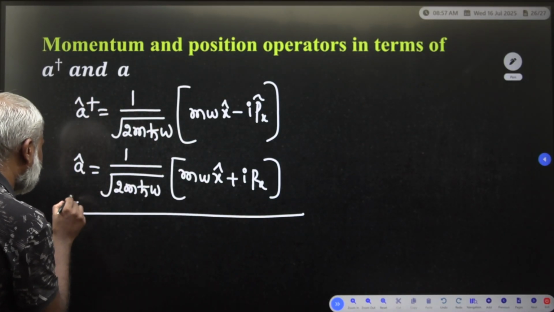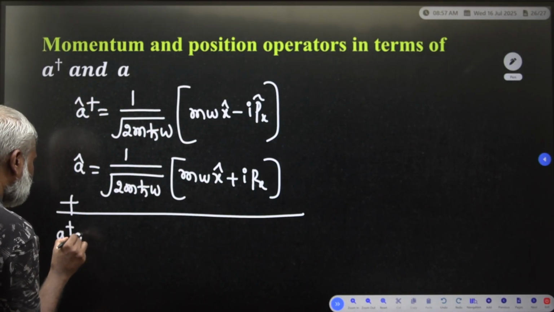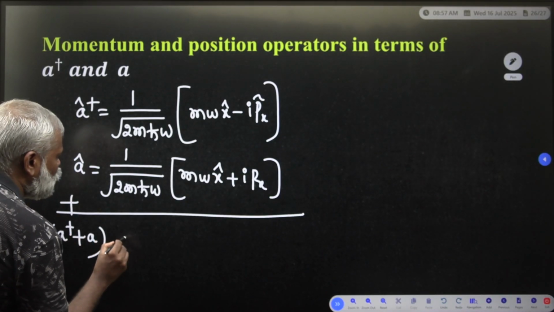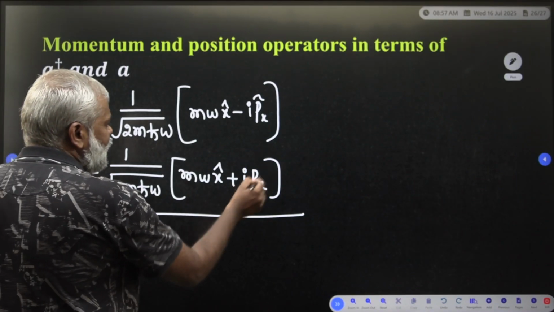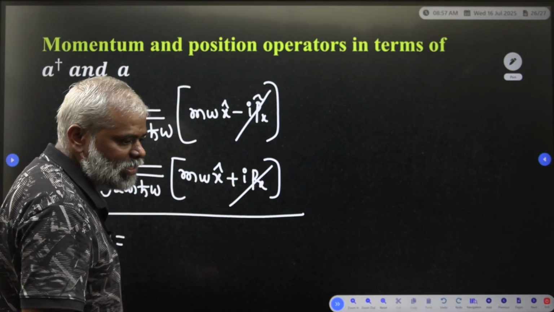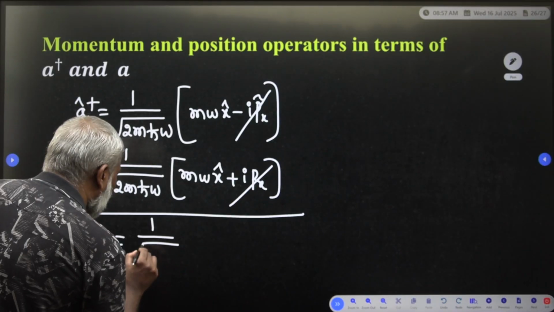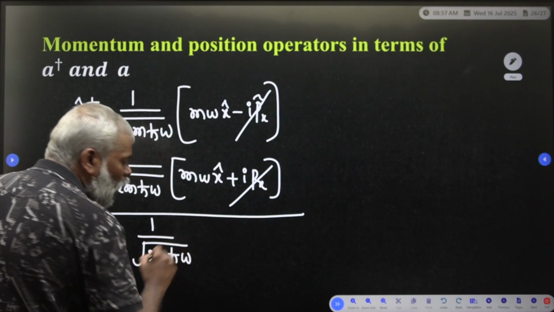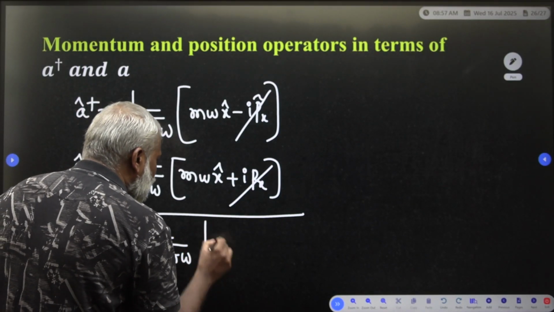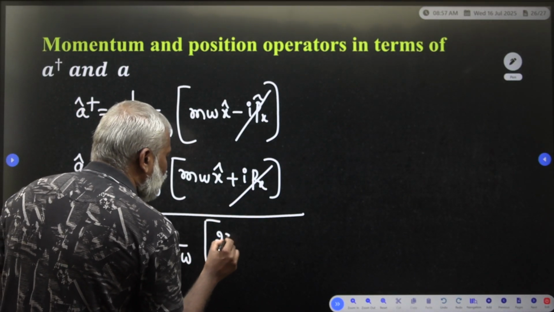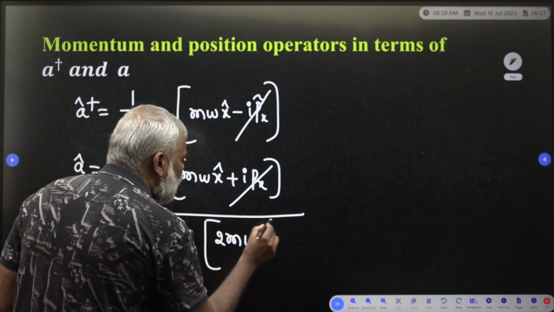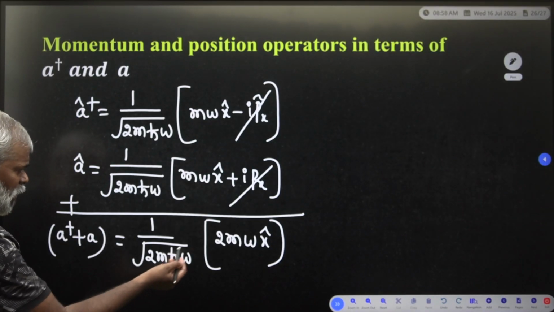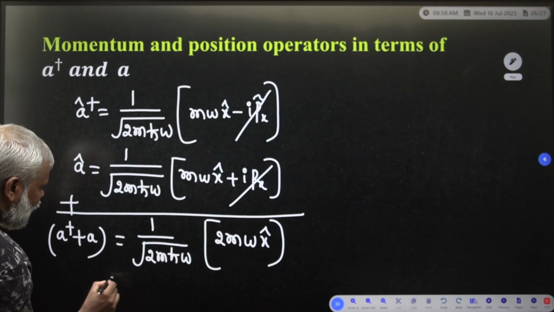Now you have to add these: a dagger plus a is equal to 1 by square root of 2m h cut omega, taking the common factor, into (m omega x cap plus m omega x cap), which gives 2m omega x cap. The ip x cap terms get cancelled. Now you have to simplify; the 2s get cancelled.